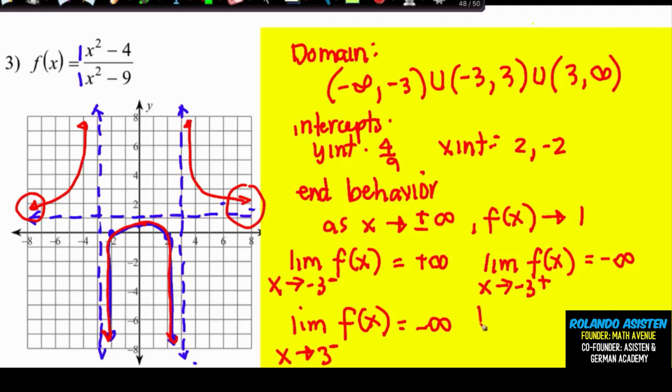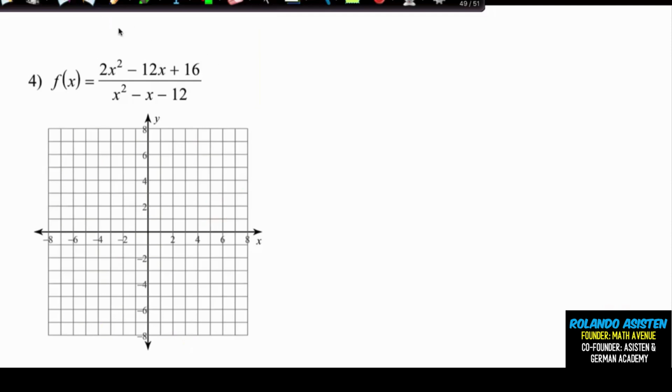And finally, the limit of f of x as x approaches positive 3 from the right, so from the right going to positive 3, the graph is going up, that is positive infinity or simply infinity. So those are the behavior of the graphs. Now let's try this other example, because this will illustrate when there is a hole in the graph.